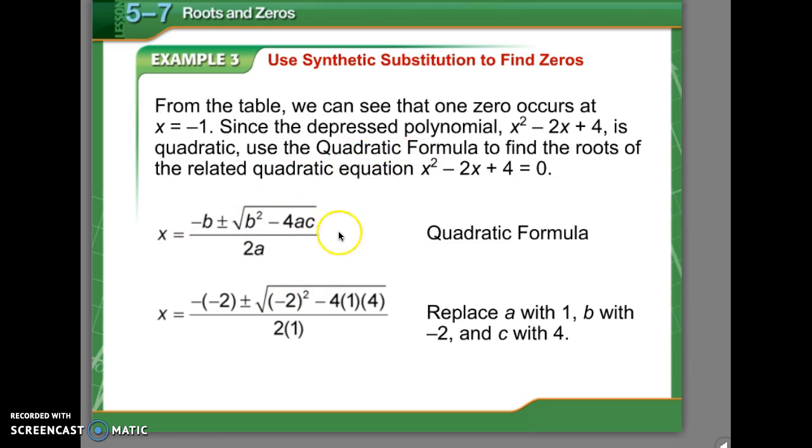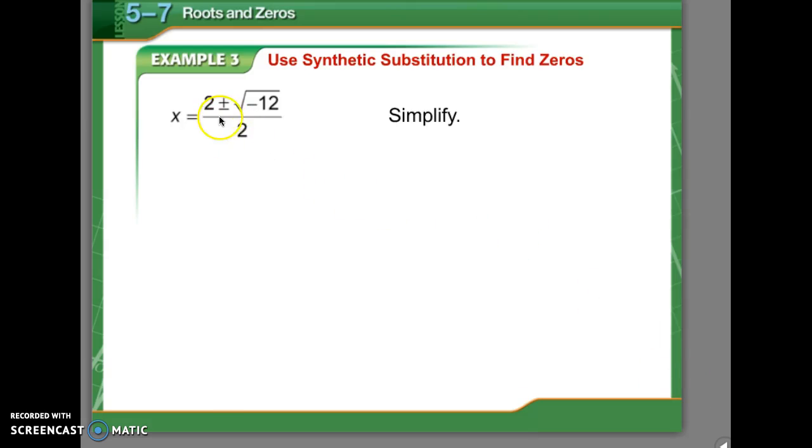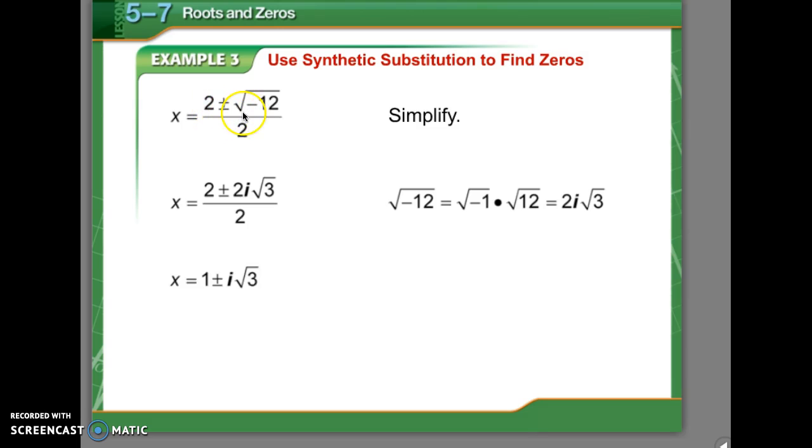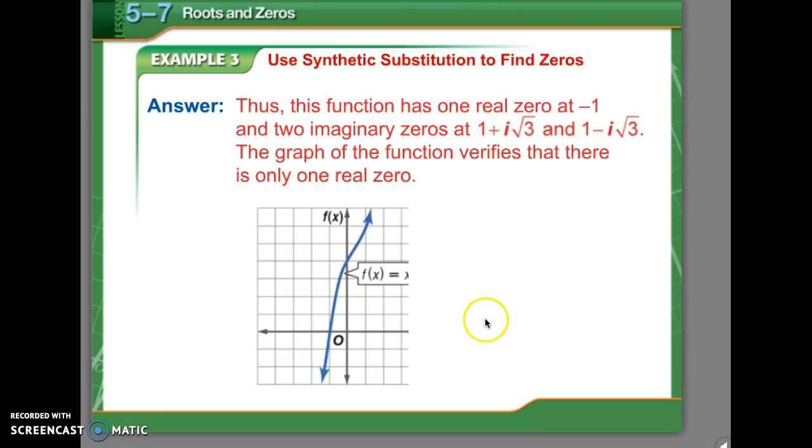So you remember the quadratic formula from previous unit 1. We're going to plug in the numbers. 1 is A, negative 2 is B, 4 is C. Plug them in here, simplify all this, and see what we get. When we get to the next slide, we see 2 plus or minus square root of negative 12 over 2. We can break down negative 12 like this. It simplifies to 2i root 3. We're going to divide each of these terms by 2. We get 1 plus or minus i root 3.